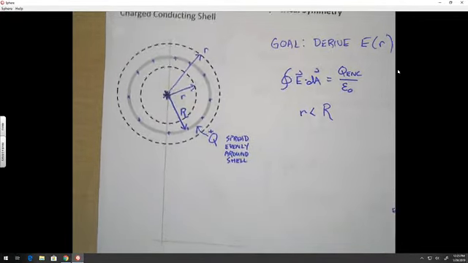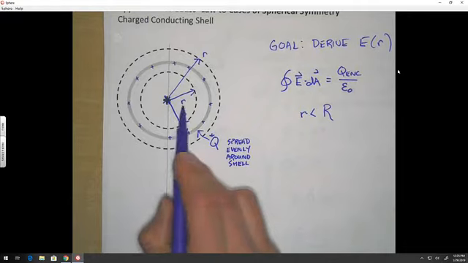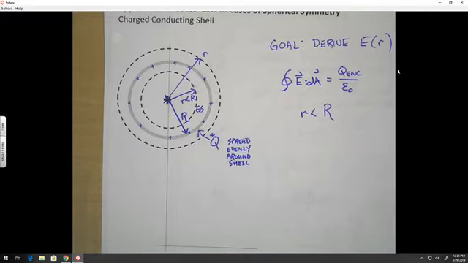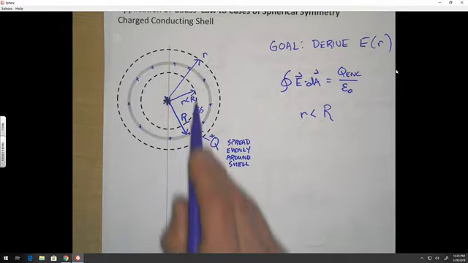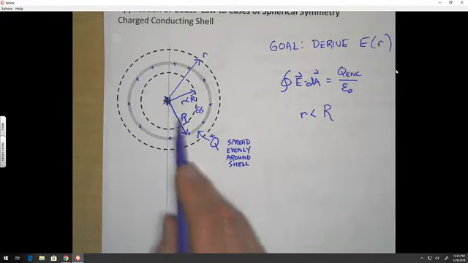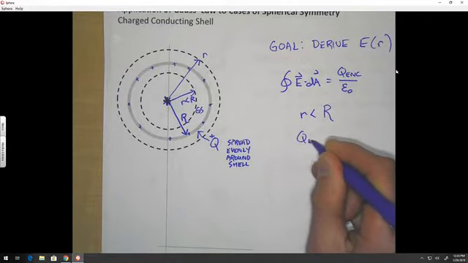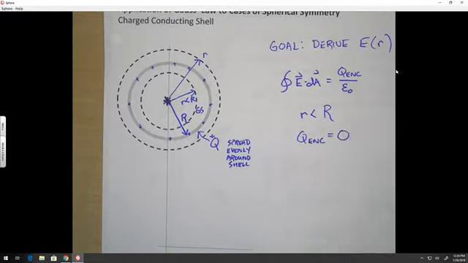Now, let's see if you guys figure this out. You see this Gaussian surface here? This is my GS on the inside. That's for r less than R. That's the dashed circle that's smaller. My question to you all is, how much charge is enclosed inside of that Gaussian surface, the inner one? Just from looking at the picture. Remember, this is a sphere, right? How much charge is inside of that sphere? 0. Right? Because you're on the inside.